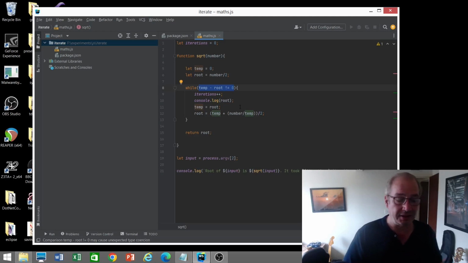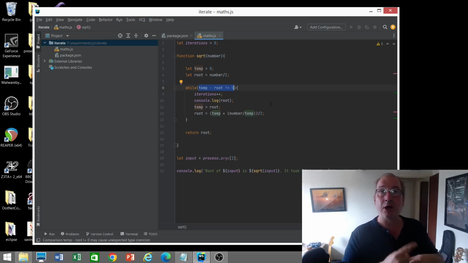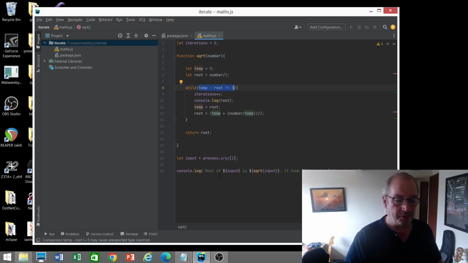And it does appear to work. Now, I've put in a couple of console logs here. This is a Node.js little project. First of all, we're outputting each of those guesses at the square root. So every time we take a guess at the square root, starting with the first one of half the input number, we'll log that to the screen. We're also counting the number of times we go around the loop, counting the iterations. And this is then being output at the bottom here, telling us what the square root of that number is and how many iterations it took.